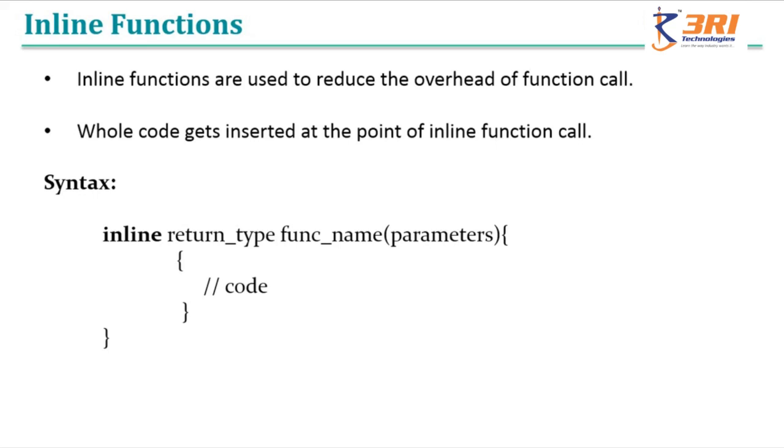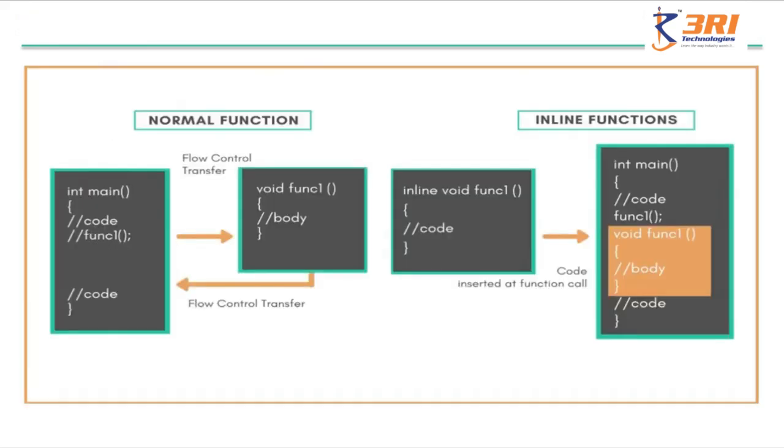The compiler may not perform inlining in the following circumstances: if a function contains a loop, if your function is recursive, if your function contains some static variables, if the function contains a switch or goto statement, or if your function is not returning values even though a return statement exists. Let's have a look at how a normal function works and how an inline function works.